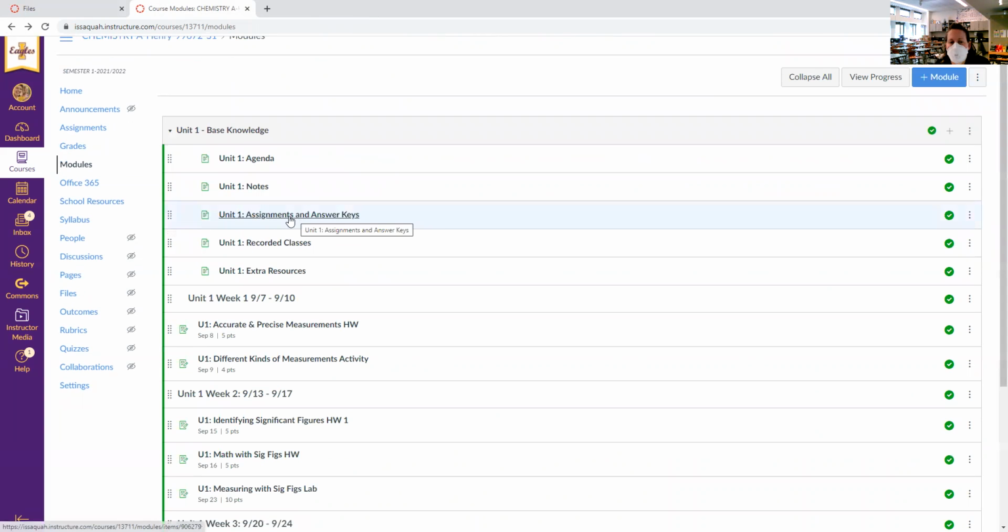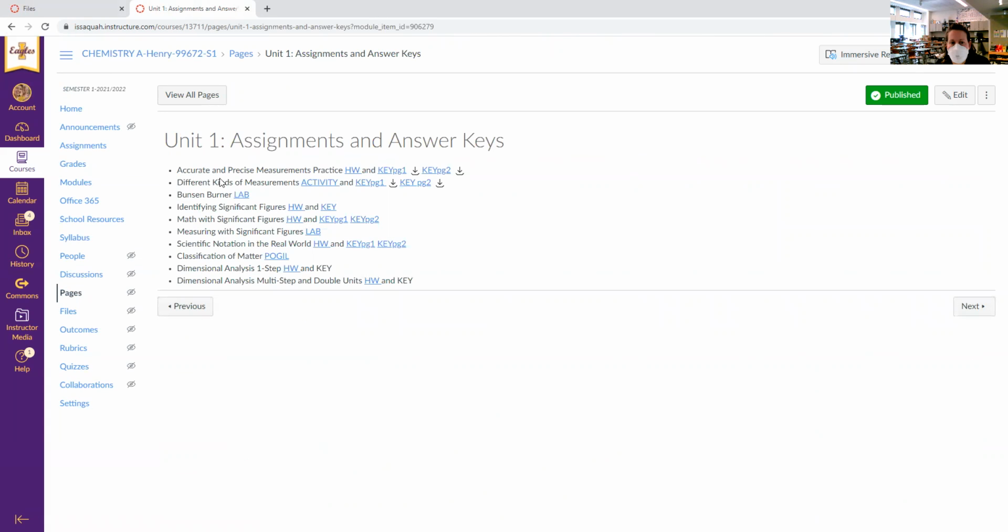There's also a page for assignments and answer keys. Every assignment that we have for the unit is going to be placed in here with a link. This is the exact same link that you found on the agenda, but associated with it is going to be a link to the key. Now the keys are only posted for homework or practice. They are not posted for labs, and they are posted the day that it's due, not before. It's usually posted at the end of the day that it's due. For example, the dimensional analysis one-step homework that was assigned today, that key won't get posted until tomorrow.